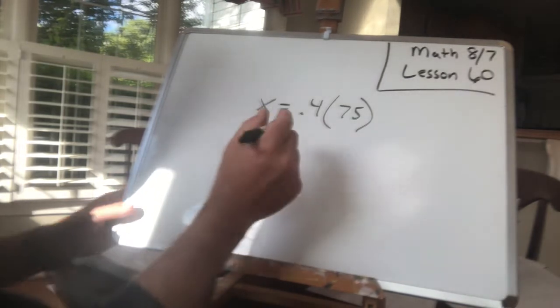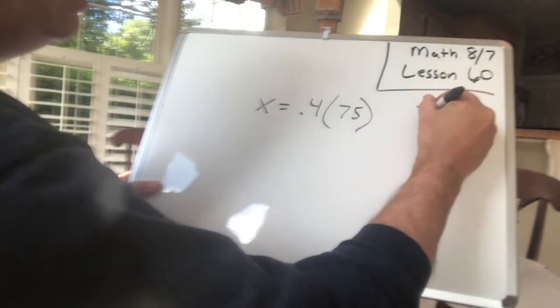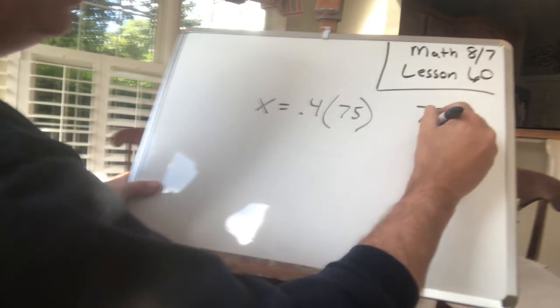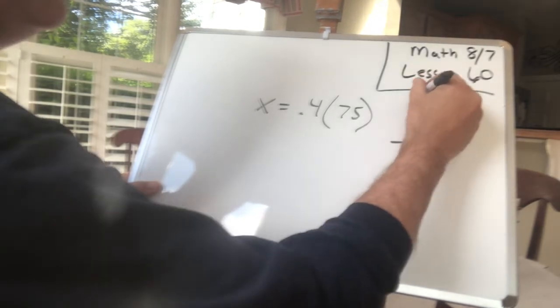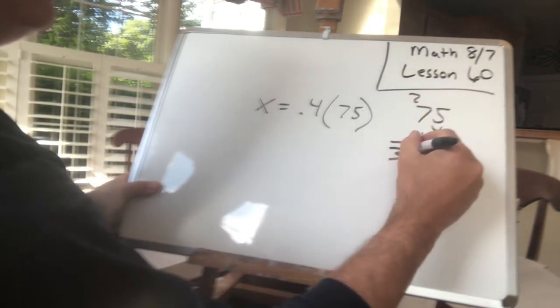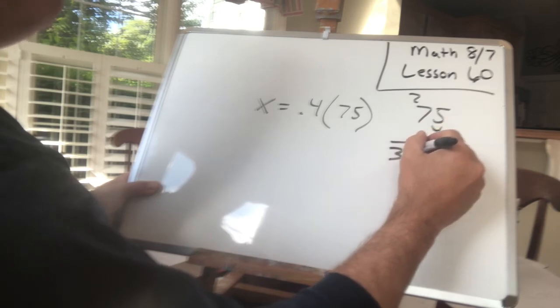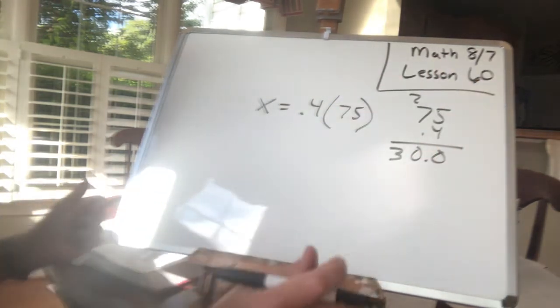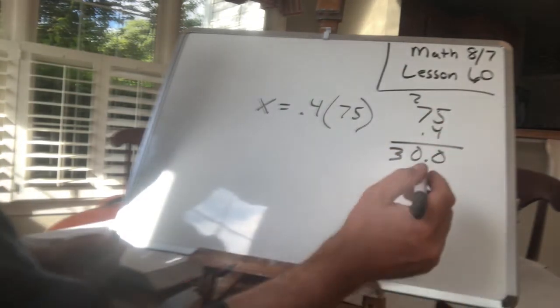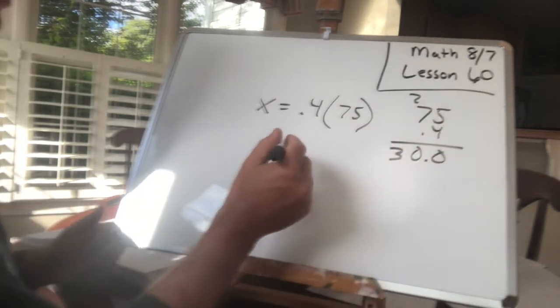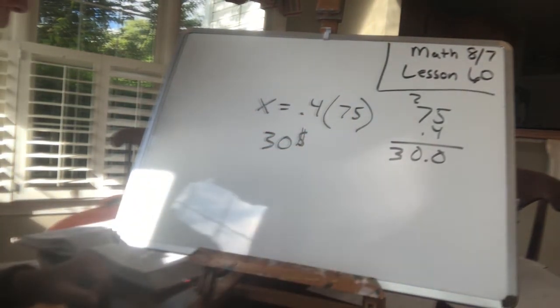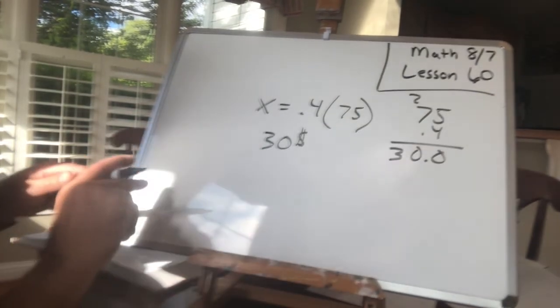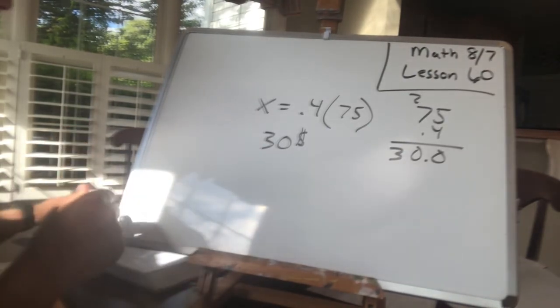Okay, well, how do I solve that? Well, I multiply 75 times 0.4. And what is that number? That's going to equal 300, 28, right there. And then I put my decimal point in right there. $30 is 40% of 75, okay? I'm sorry, $30 is 0.4 of $75, all right?